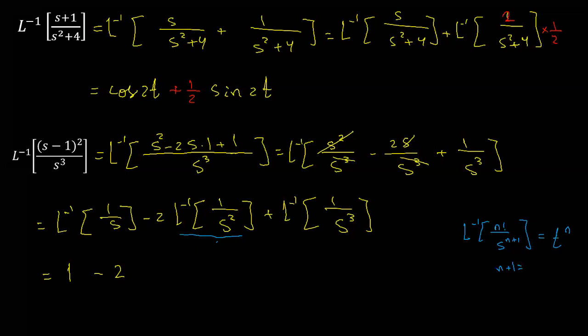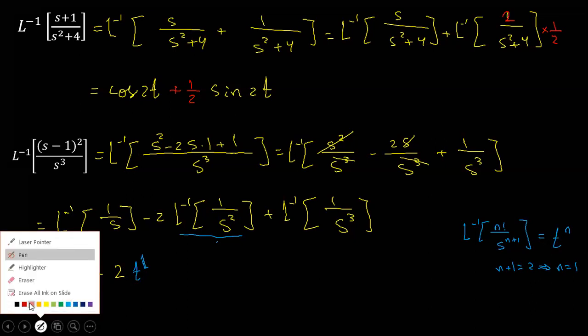For this, it is 2. So your n is what? n is 1. So your answer is t to the power 1. So t to the power 1. I'm going to use another color, or t to the power nothing as you need. Another color to check the second one.